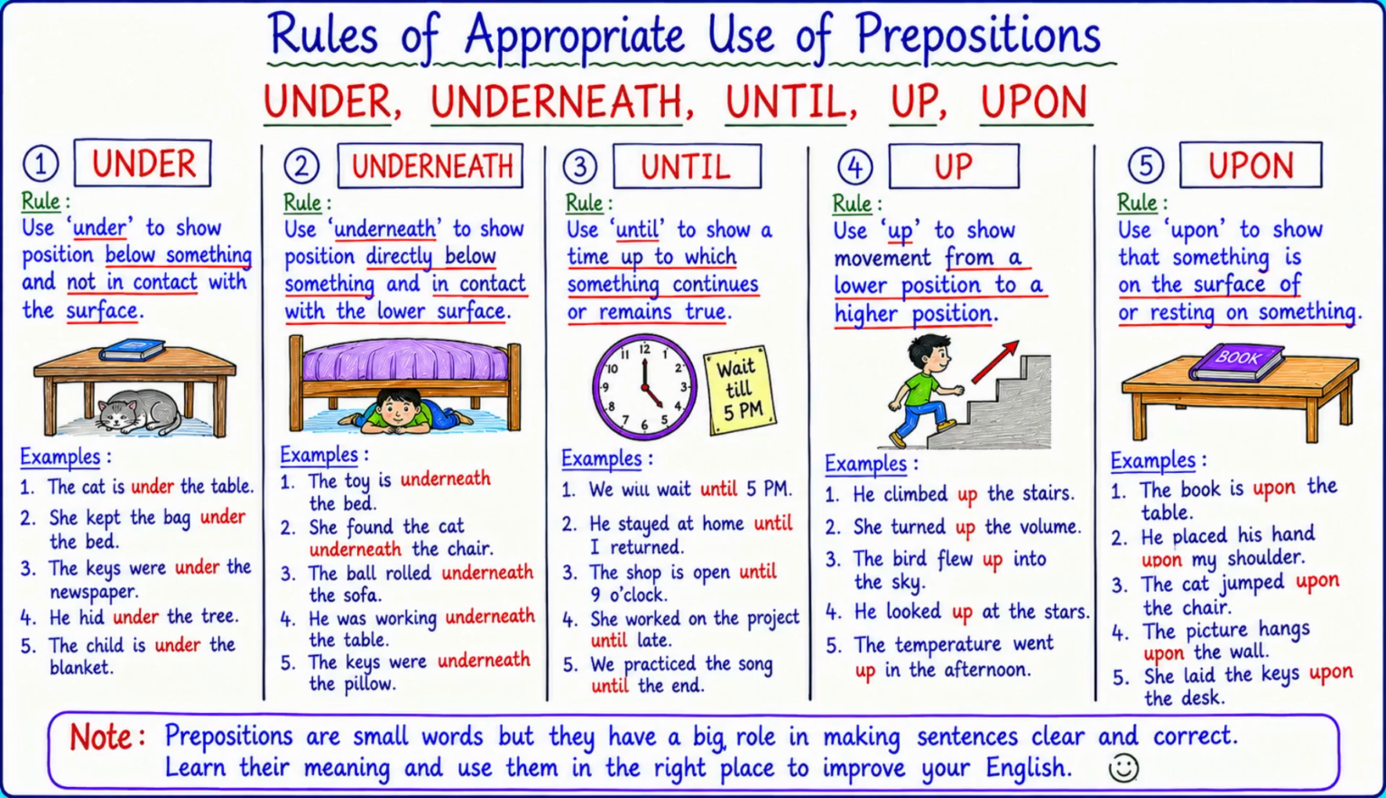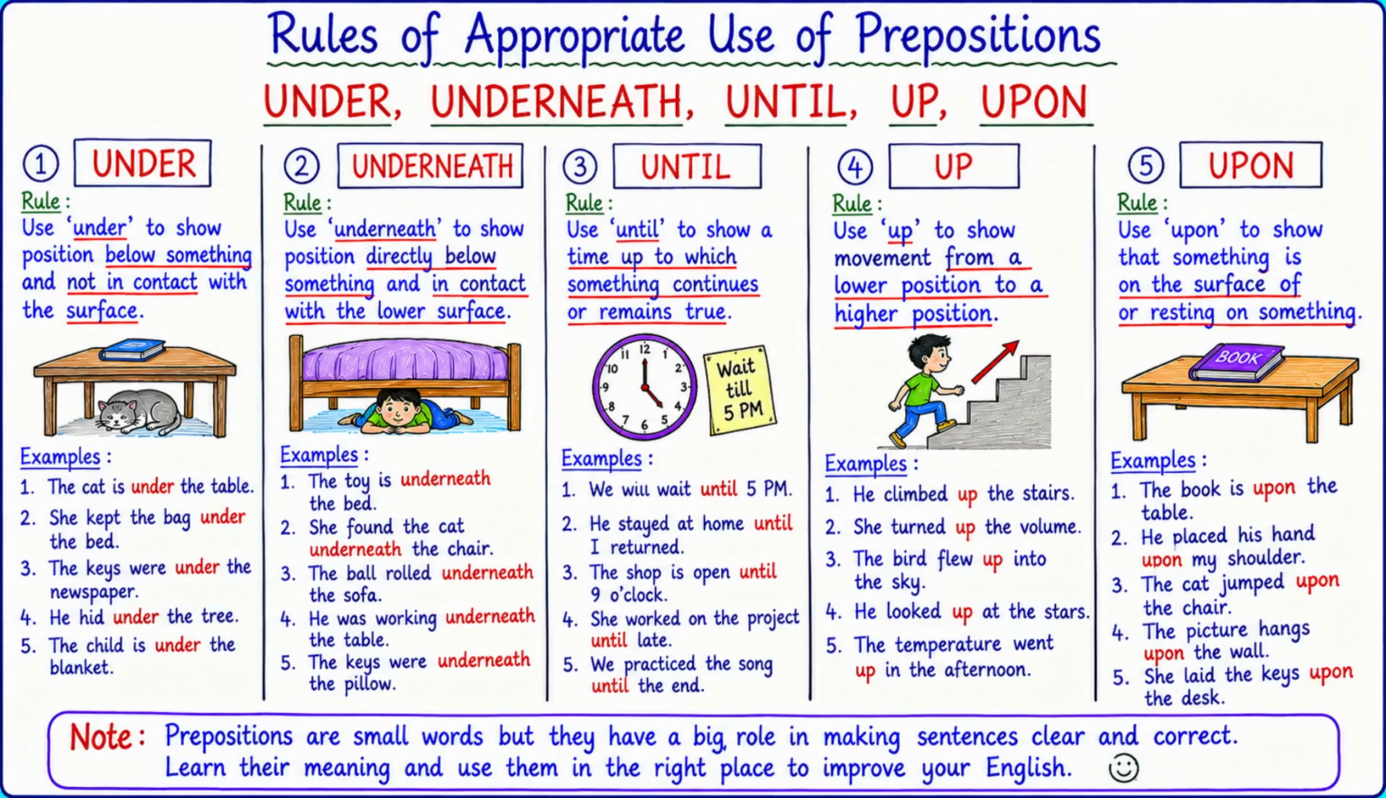3. The keys were under the newspaper. The keys were below the newspaper. 4. He hid under the tree. He was in a position below the branches of the tree. 5. The child is under the blanket. The child is covered and positioned beneath the blanket. So, remember, under means below something. It can describe position, movement, or even a condition. For example, under the table, under the bed, under the tree.